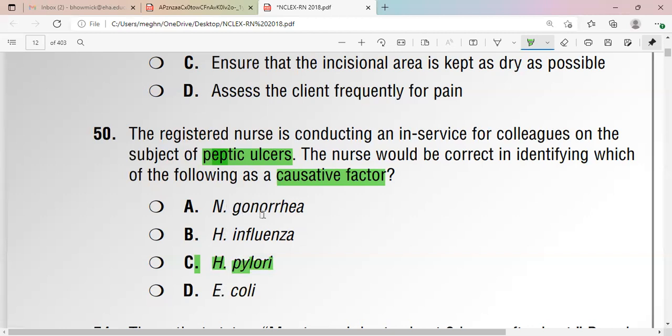Neisseria gonorrhoeae can cause gonorrhea. Haemophilus influenzae can cause respiratory tract infection, but E. coli, Escherichia coli, can cause urinary tract infection. Helicobacter pylori can cause peptic ulcer.